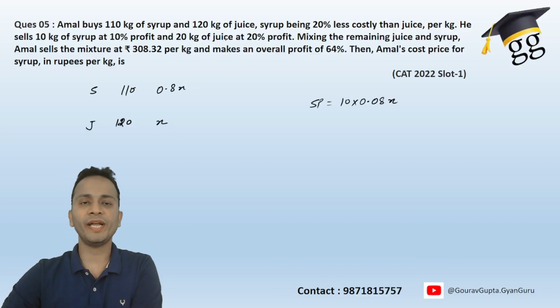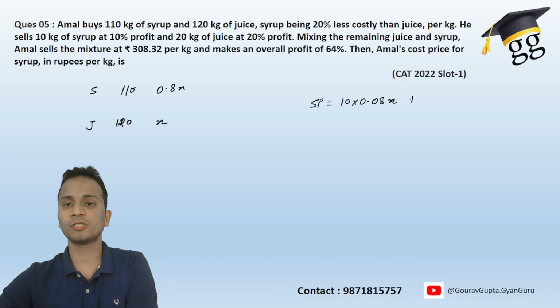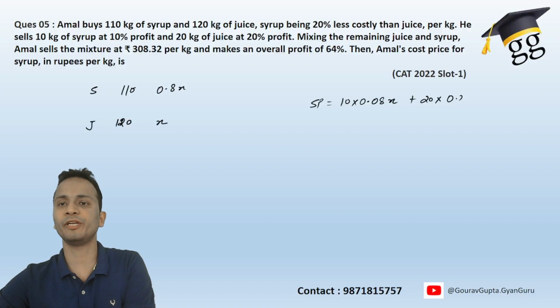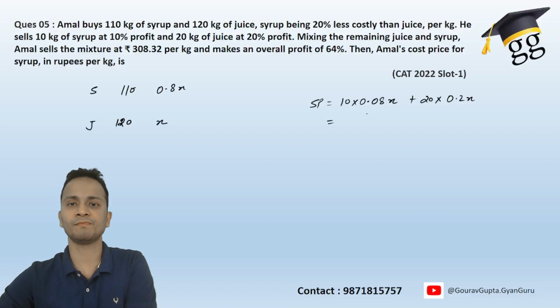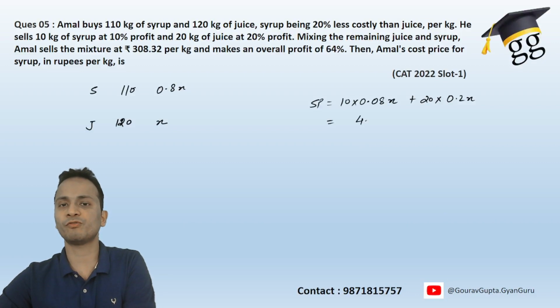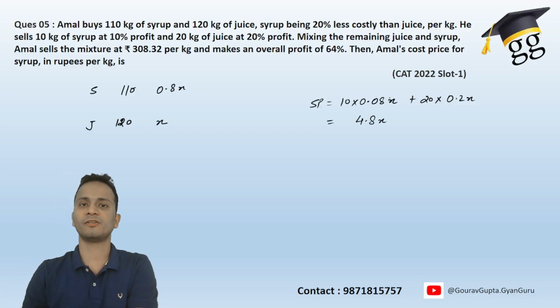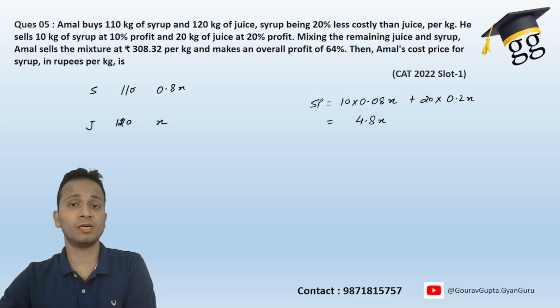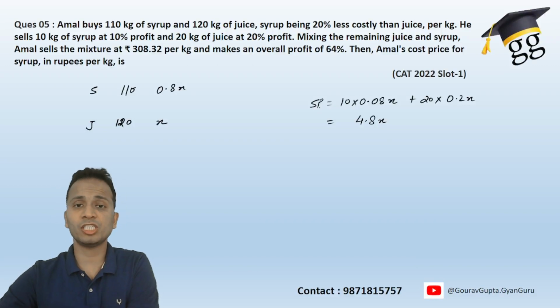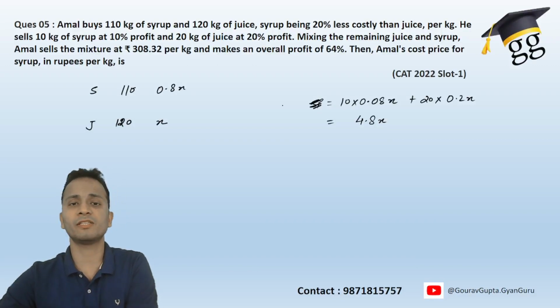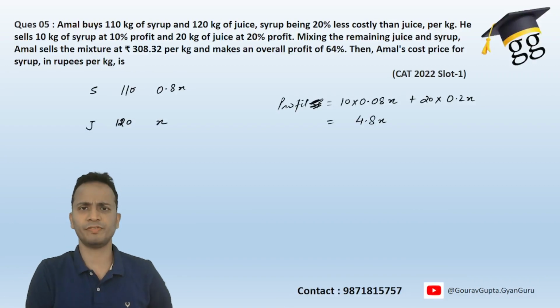So 10% of 0.8 will be 0.08. And 20 kg of juice at 20% profit, so 20% of x will be 0.2x. So this is 0.8 and 4, net is 4.8x, right? This is the profit at which he's selling, so I would write this as profit. This is not the selling price, this is profit.